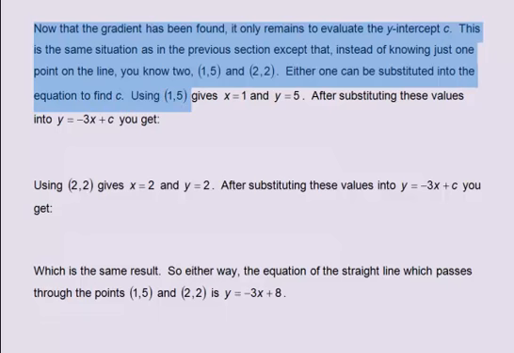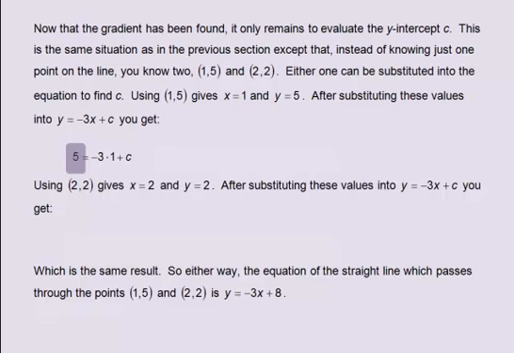Using (1, 5) gives x equals 1 and y equals 5. After substituting these values into y equals minus 3x plus c, you get 5, which is y, equals minus 3 multiplied by 1, which is x, plus c, giving c equals 5 plus 3, which equals 8.